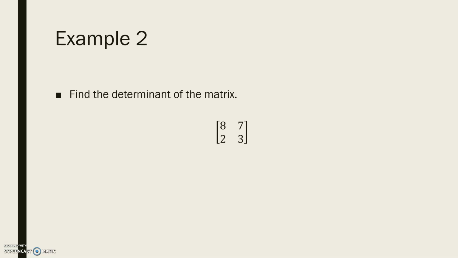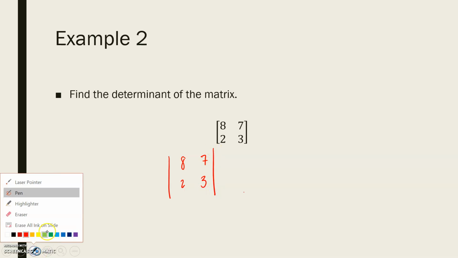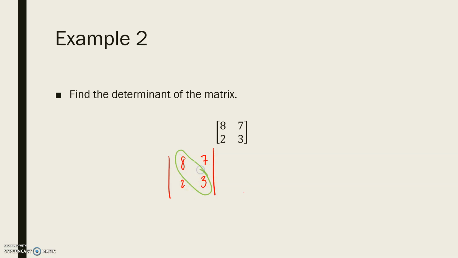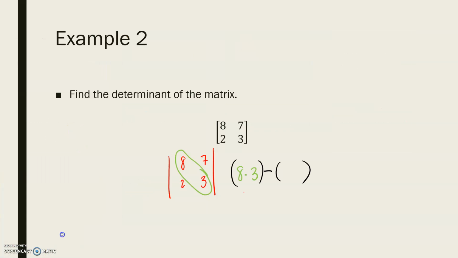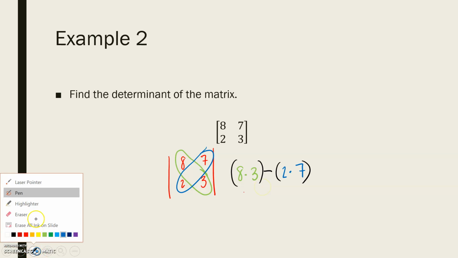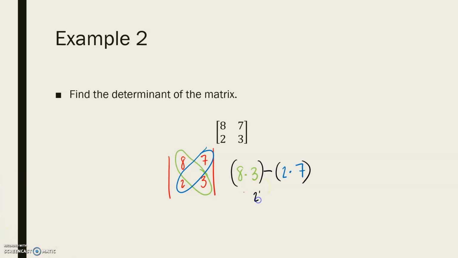All right, so find the determinant of the matrix. I'm going to write this like that, and I'm going to say, all right, first thing, I'm going to take the first diagonal, or the main diagonal, and multiply those together. 8 times 3. And order matters, so be careful. And then I'm going to minus, let's do blue, the other diagonal, 2 times 7. When I do this, I'm going to get 8 times 3 is 24, and 24 minus 14 is 10. And that's it. That's our determinant.